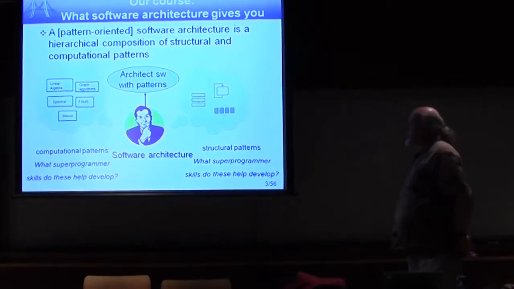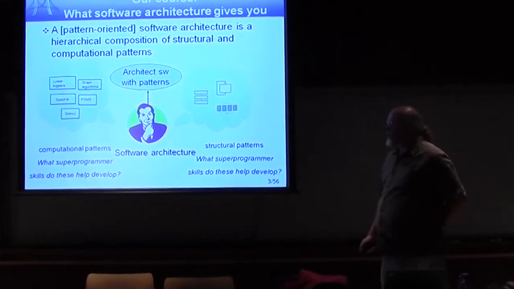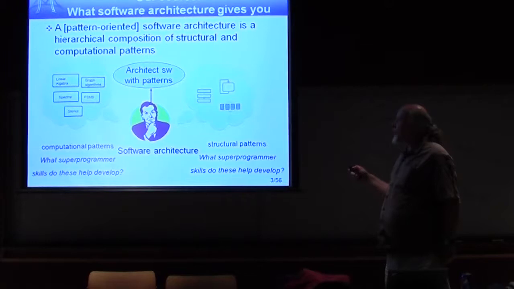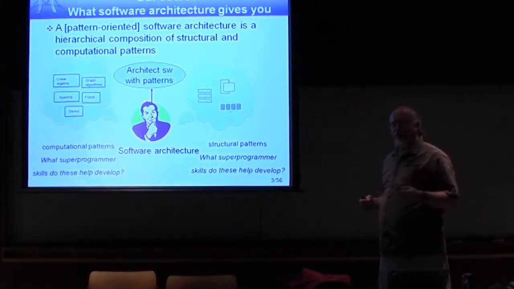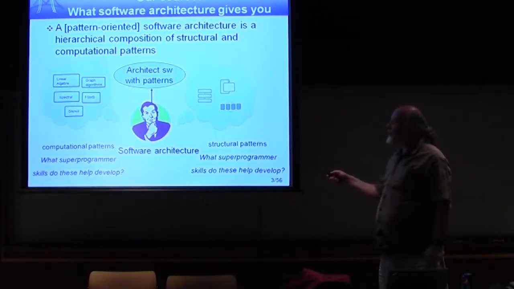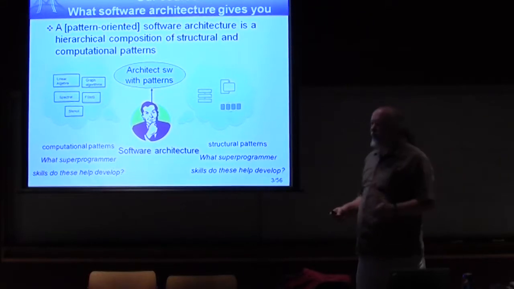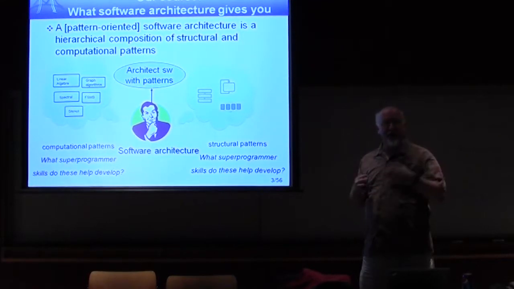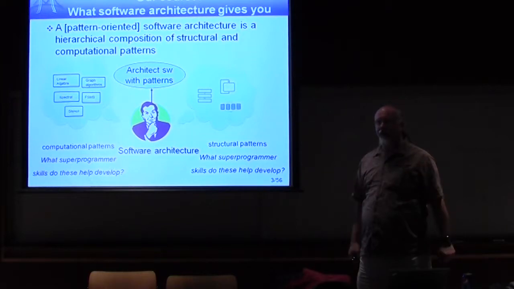What we do in this course is we take a very different approach. So a software architecture, and if you pick up a standard book on software engineering, this is not their definition of software architecture, this is mine. So I'm going to maybe call this a pattern-oriented software architecture. It is a hierarchical composition of structural and computational patterns. These are the computational patterns, these are the structural patterns, right? So we've already seen a few examples of how those are used hierarchically and in composition.